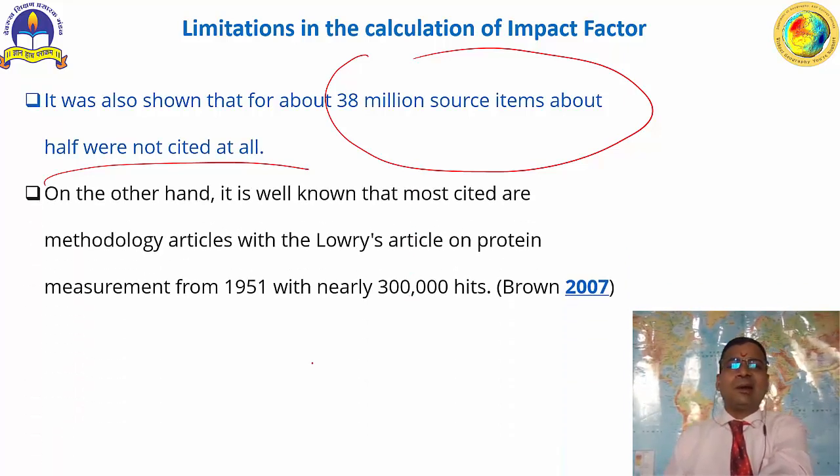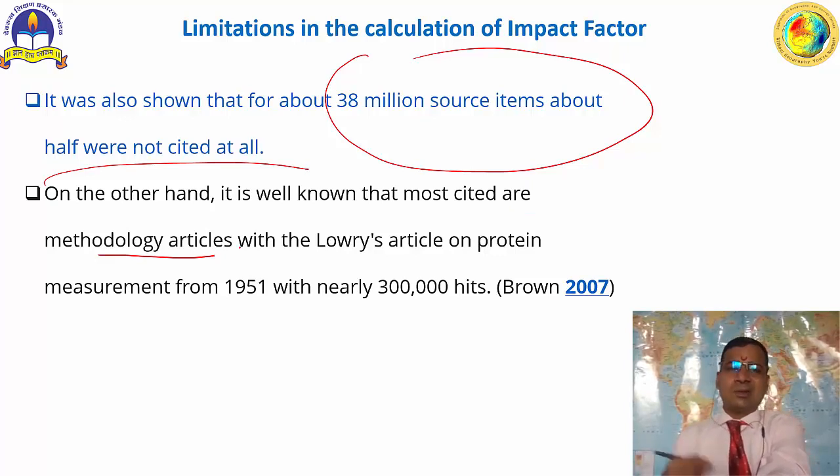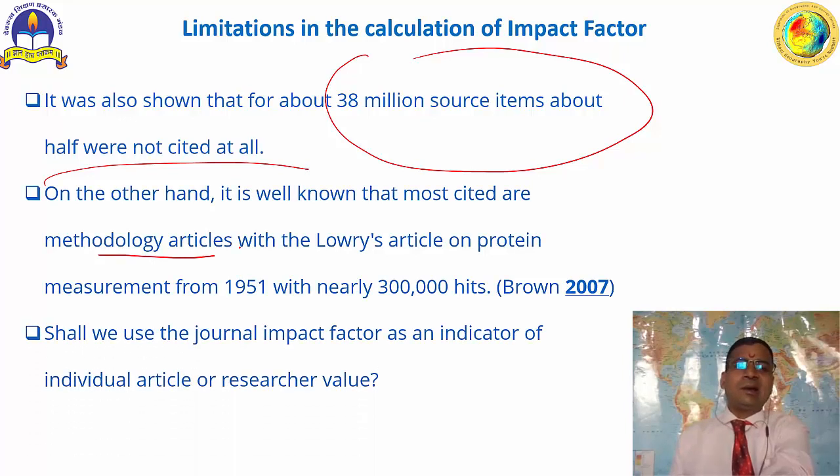And on the other hand, it is well known that the most cited are methodology articles, and if you are going to publish a review article or methodology article, at that time you will get higher citations and it will affect the impact factor of that journal. Also, any journal which is publishing review articles will have a very high impact factor.